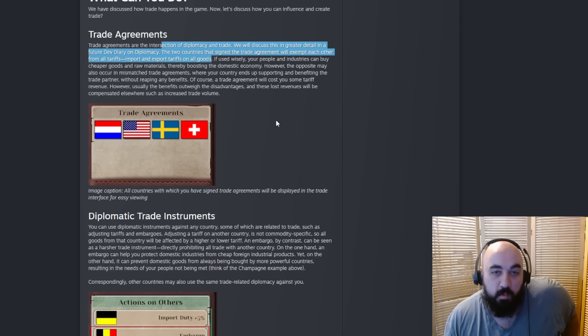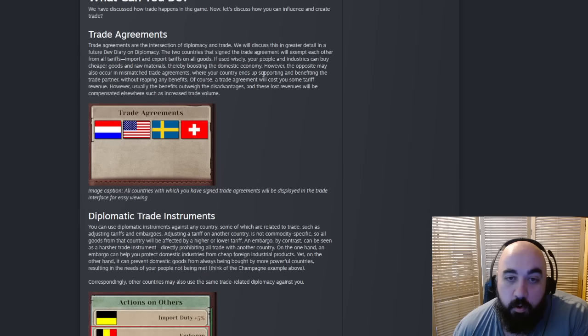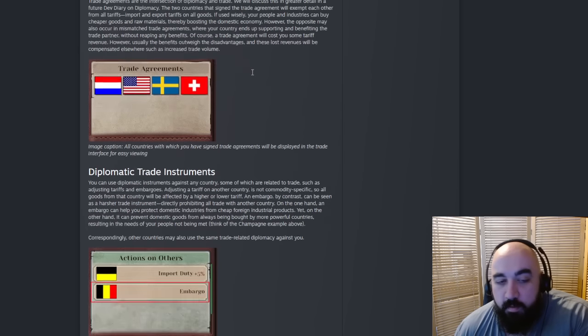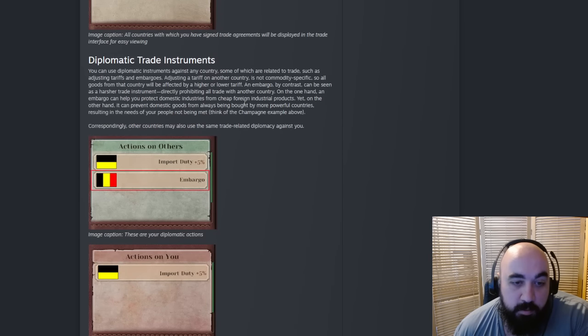If used wisely, your people and industries can buy cheaper goods and raw materials, thereby boosting the domestic economy. However, the opposite may occur with mismatched trade agreements, where your country ends up supporting and benefiting the trade partner without reaping any benefits. Of course, a trade agreement will cost you some tariff revenue. However, the benefits outweigh the disadvantages, and the lost revenues will be compensated elsewhere, such as increased trade volume. Spectacular.